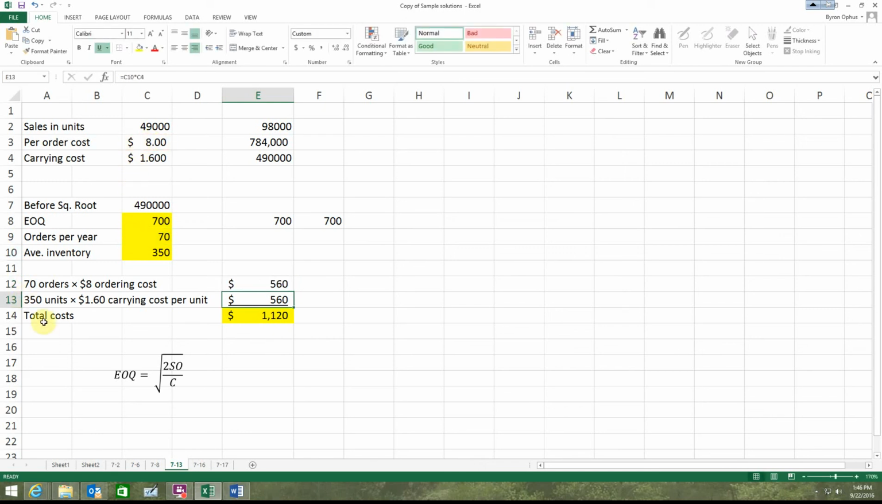And I'm going to have an average of 350 units that I have to pay a carrying cost on. So that's simply equal to my average inventory times my carrying cost. I add those two together and I'll end up with total costs of $1,120 for the year.